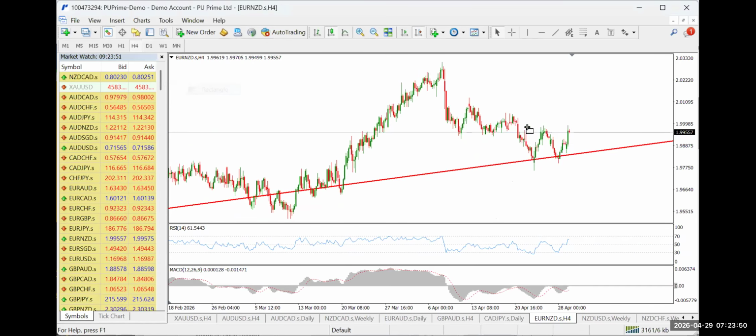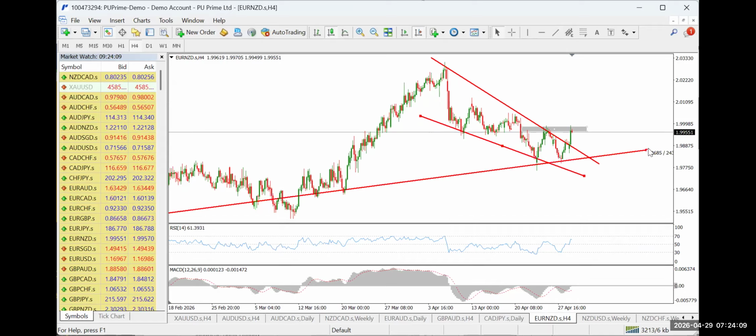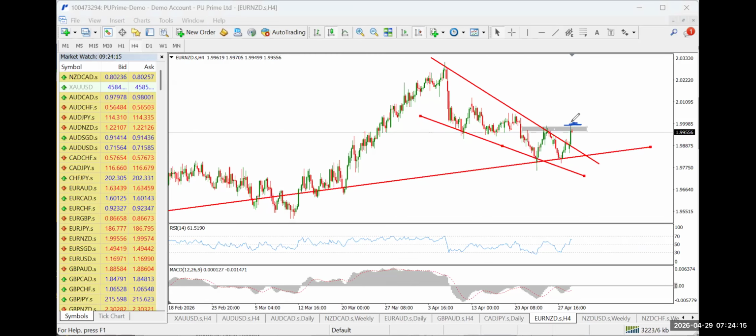Again, I'm not suggesting taking these two trades together. That's NZD JPY and the Euro NZD. You can only take one out of the two of them. Don't buy Euro NZD and sell NZD JPY. Please don't do that. Just trade one out of the two. If you miss one, then take the other. That's how it's done. All right, so for the Euro NZD, price is exactly at the neckline region.